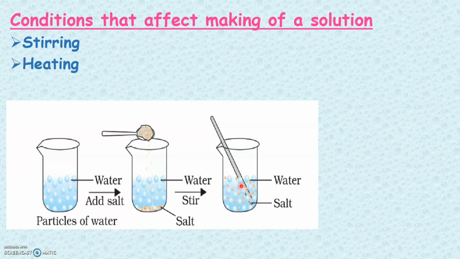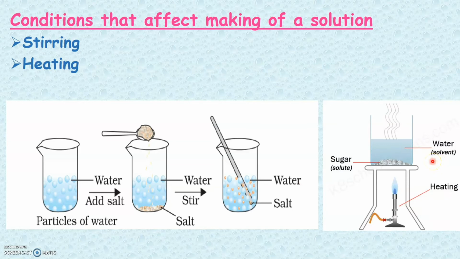Same like that, on heating also we get a solution much faster. As you see here in the picture, when you heat a solution, that is a mixture of solvent and solute, it is observed that the particles of solute will get mixed with the solvent very fast, and thus we get a solution much faster. So these are the two conditions that will affect making of a solution.